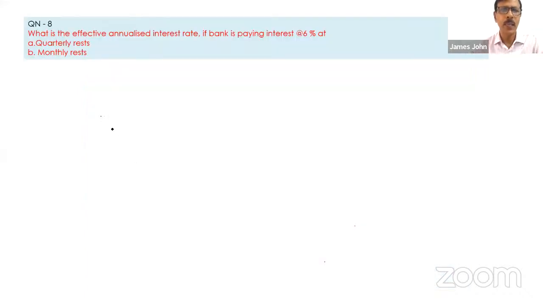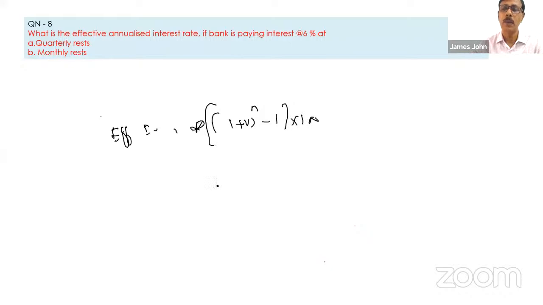There is a formula for effective interest. Effective interest is equal to 1 plus R, the whole raised to n, minus 1, into 100. This is the formula. Please note that. Now here, take A.